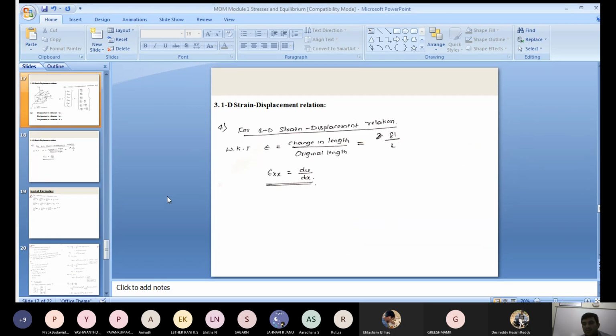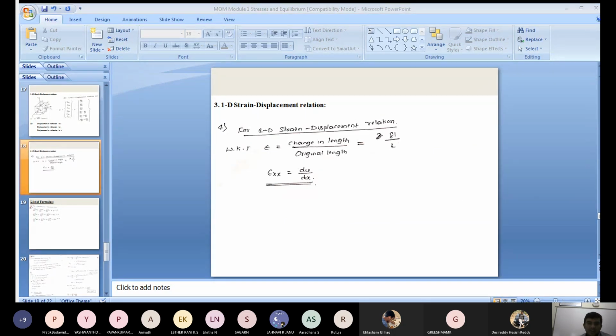Now you can easily tell the one-dimensional strain displacement relationship. As you know, strain is nothing but change in dimension to the original dimension. Here we consider only one dimension, one coordinate, that is the length direction. The change in length by the original length is delta L by L. If I want to say epsilon xx, the normal strain along the x direction, what is the deformation along the x-axis? It is du. What is the thickness of the element along the x-axis?